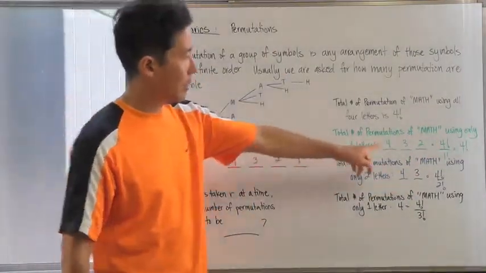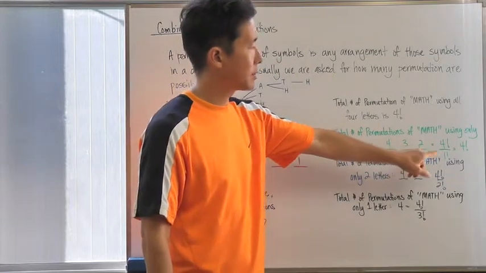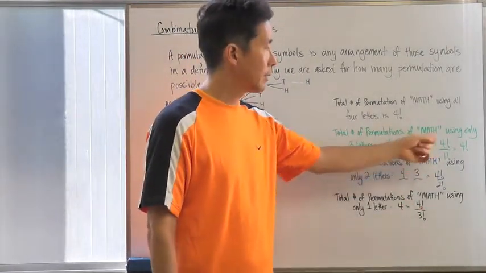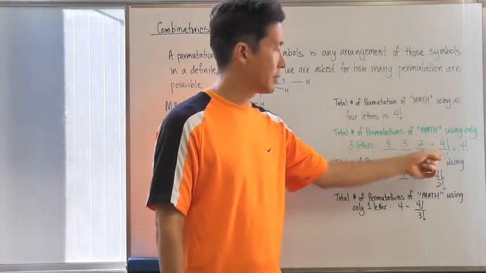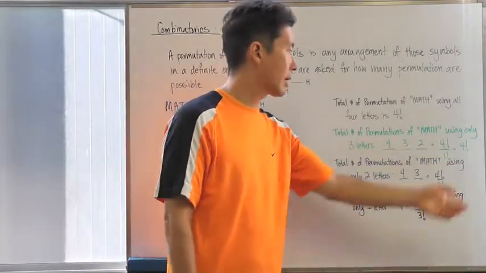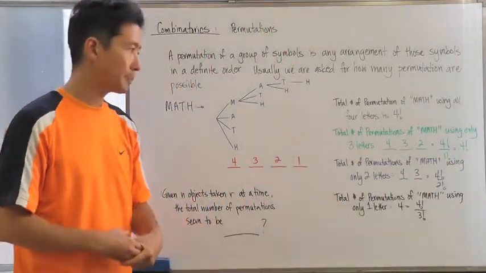So therefore, what we come out with is the same thing. It's 4 times 3 times 2. Of course, notice this time there's no 1 in there. But we can still write it as 4 factorial divided by 1 factorial, so that we can cancel out the 1's, and we can come up with, again, 4 factorial.